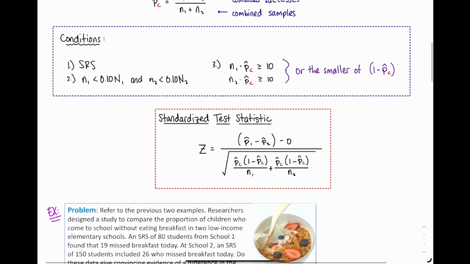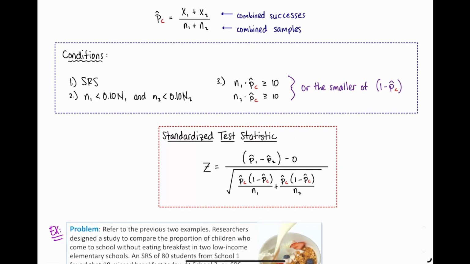The good news is that we still have the same three conditions. It is a simple random sample, and our sample size is less than 10% of the population, for each sample and each population. So if you had 10 out of 100 and you had 15 out of 100, that wouldn't work, because this one doesn't work. And the same thing with our large counts condition: each individual sample size multiplied by the combined sample proportion has to be bigger than 10, or whichever is smaller of that and 1 minus p hat sub C.